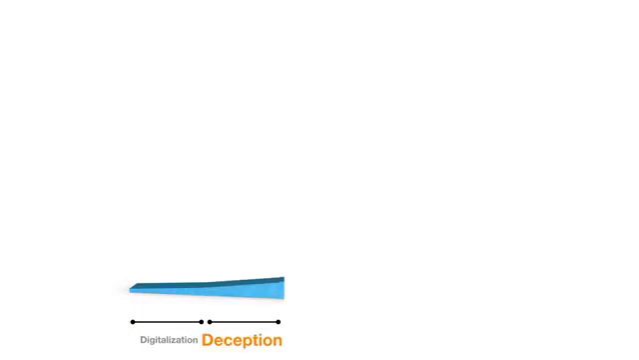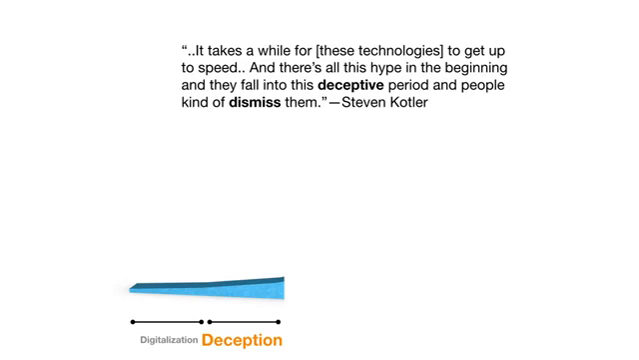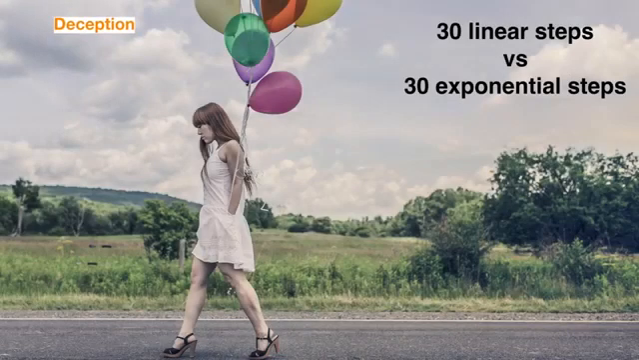The next D is deception. So this is once again a quote from Bold. It takes a while for these technologies to get up to speed. There's all this hype in the beginning and they fall into this deceptive period and people kind of dismiss them. Now here's an example of why people might dismiss technologies even though they're getting twice as good from maybe 1 year to the next or every 2 years. Think about it in terms of steps.